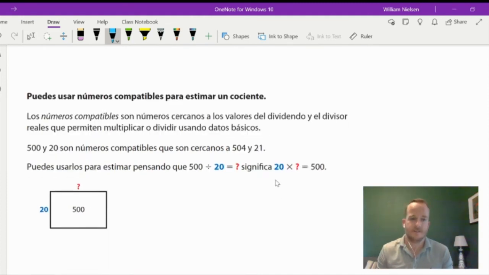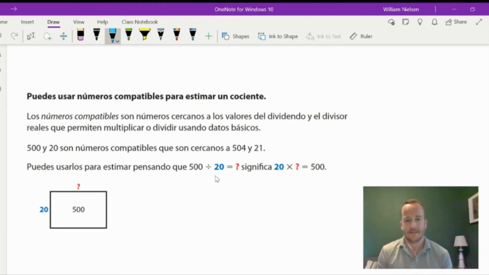Vimos en la última lección, si viste, unas cajitas, ¿sí? Estuvieron usando unas cajas. Aquí los números compatibles son números cercanos a los valores del dividendo y el divisor reales que permiten multiplicar o dividir usando datos básicos, ¿ok? 520 son números compatibles que son cercanos a 504 y 21, ¿verdad? Es otra forma, otra manera que ustedes pueden usar para resolver ese problema, ¿ok?